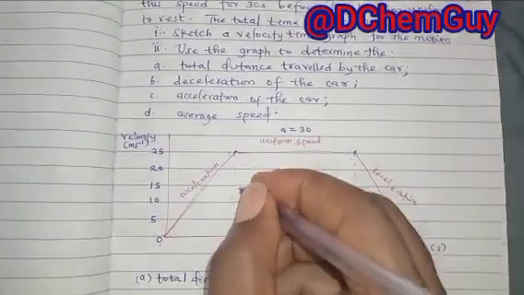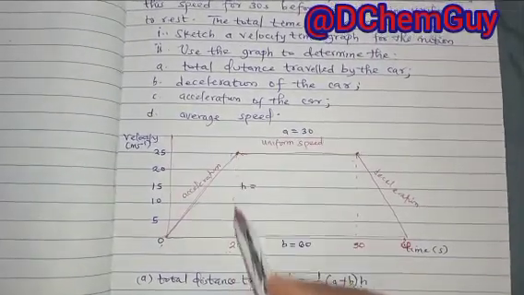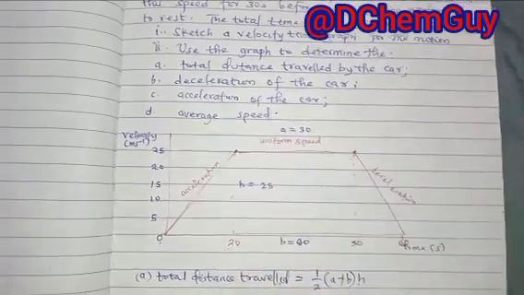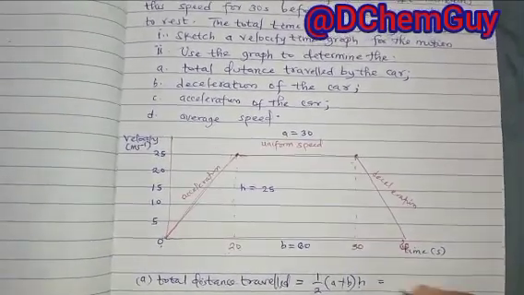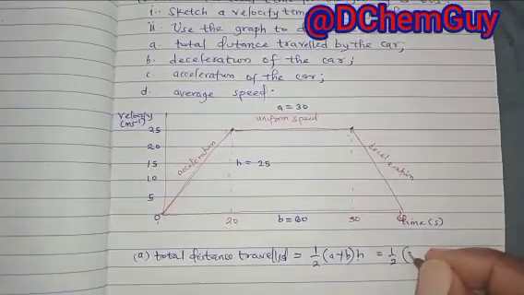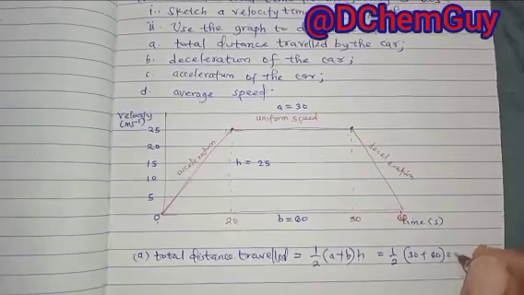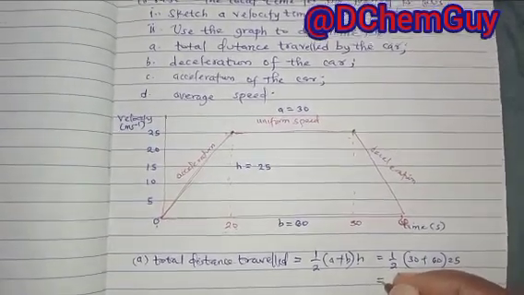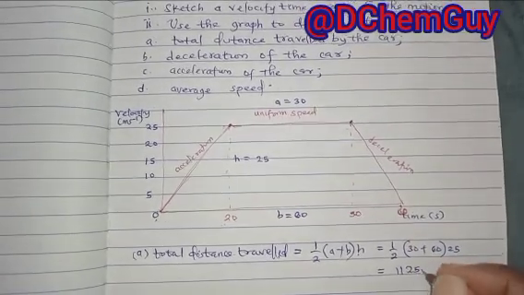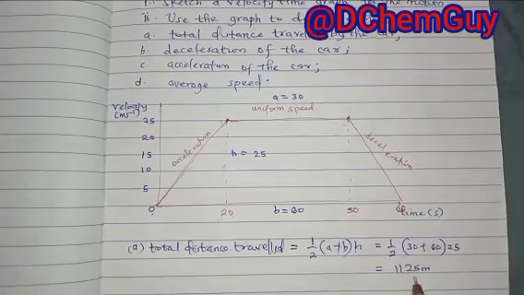Now, how do we get our height? Our height, h, is the height of the graph. That's from 0 to 25. That's 25. Okay, so we're just plugging our values in there. Half into bracket a, which is 30 plus 60, close bracket, 25. If you do this math, you are going to get 1125 meters. Now, the unit of distance is what? Meter. So this will be your answer.